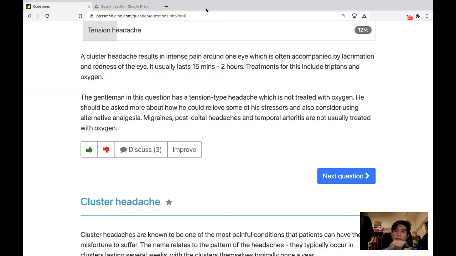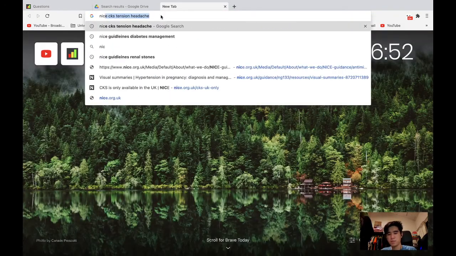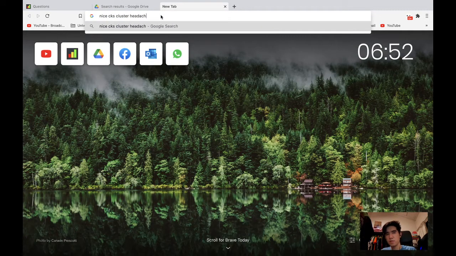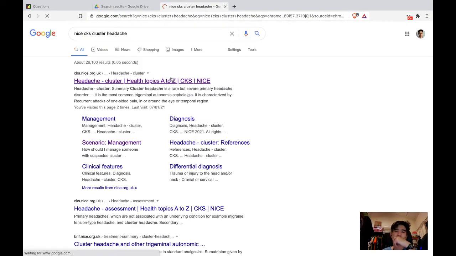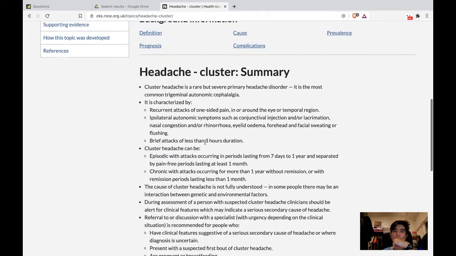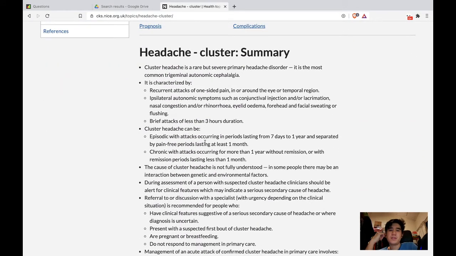Let's look for management of cluster headache. So cluster headache is rare but severe primary headache disorder. It is the most common trigeminal autonomic cephalalgia. It is characterized by recurrent attacks of one-sided pain in or around the eye or temporal region, ipsilateral autonomic symptoms such as conjunctival injection and or lacrimation, nasal congestion and or rhinorrhea, eyelid edema, forehead and facial sweating or flushing. Brief attacks of less than 3 hours duration.